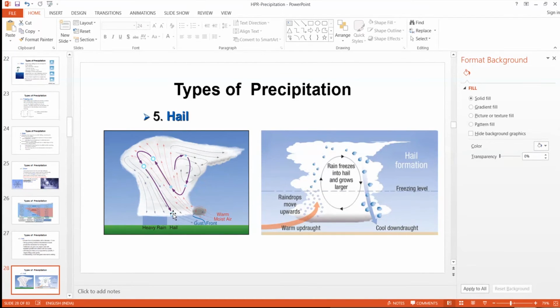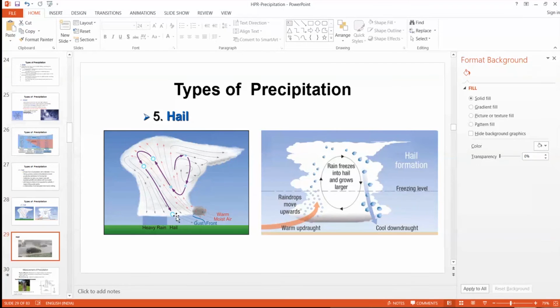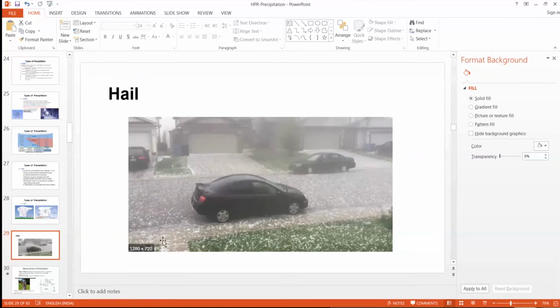While during descent it loses some of its weight, the droplets are of considerable size. They are more than 5 mm in size. You can see in this figure, the photo was taken during a hailstorm. You can see the ice balls hitting the ground.